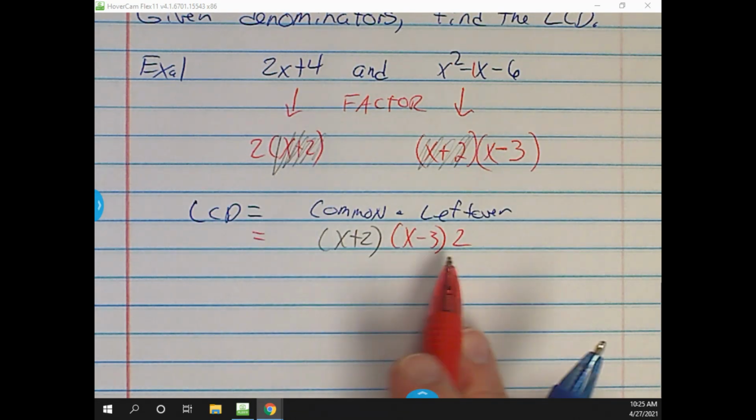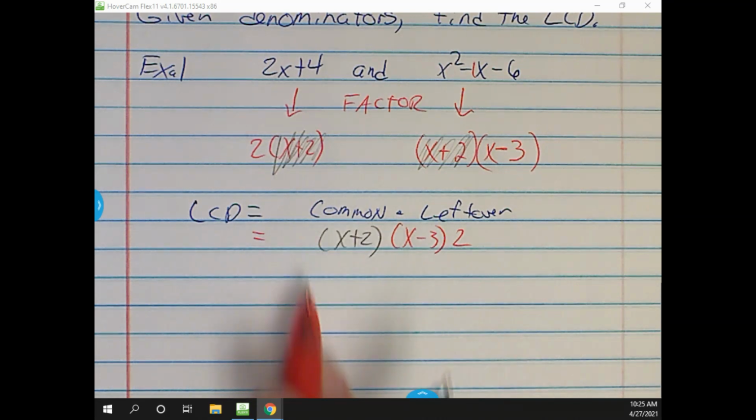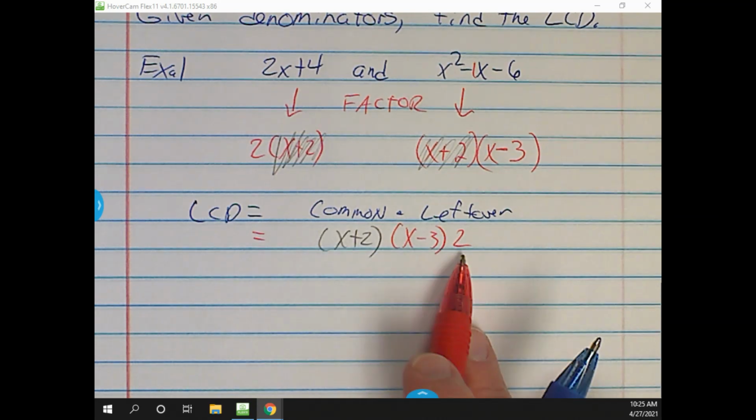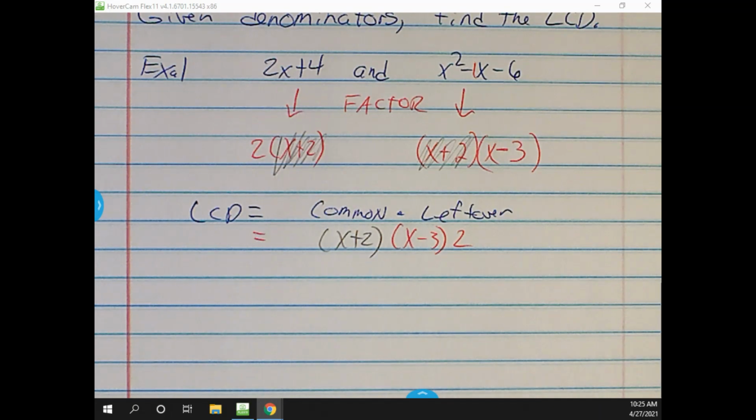And again, it doesn't matter where the 2 goes. If you put the 2 in front, that's okay. As long as you've got an x plus 2, an x minus 3, and a 2, that's going to be your least common denominator for what's there.